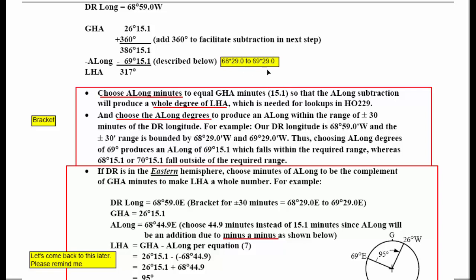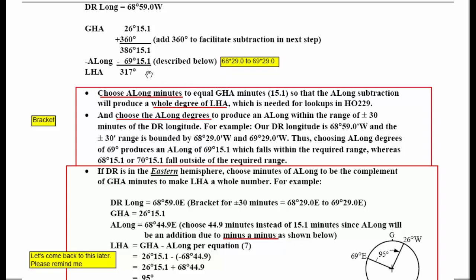Okay, so that's the bracket that we just determined based on our dead reckoning and plus or minus a half a degree on each side of it. So I have to decide whether I'm going to use 68 degrees or 69 degrees or 70 degrees. If I choose degrees 68, that will give me 68 15.1 for the assumed longitude, and that will be below this bracket, which is the bottom end is 68 29. I would have 68 15.1. That would be outside the bracket.